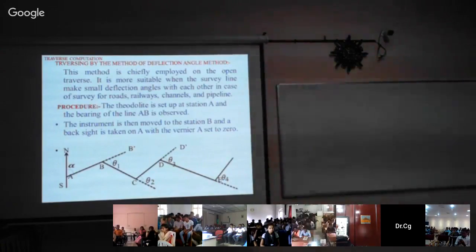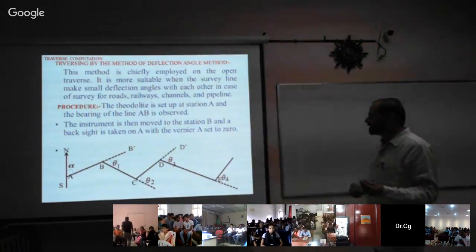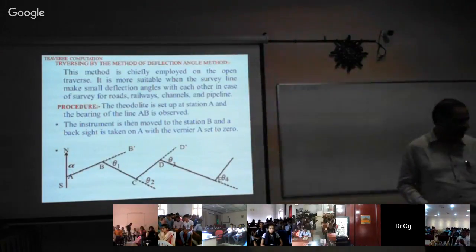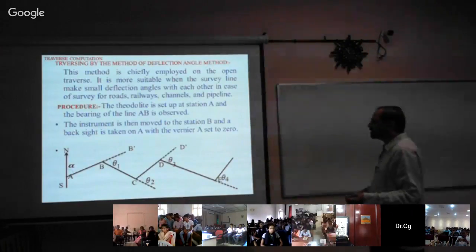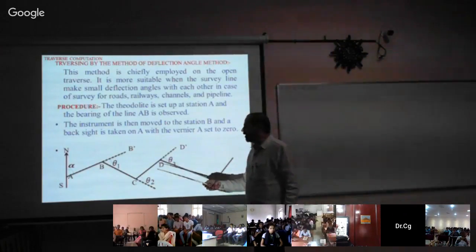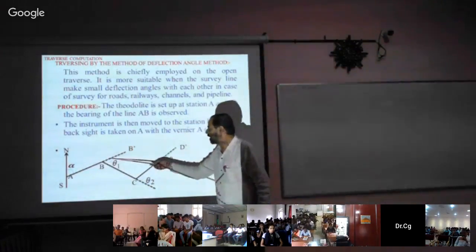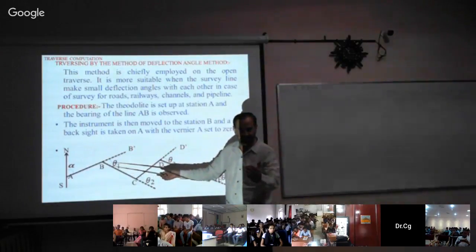Now here the technique we should understand, that is, the deflection angles are measured either rightward or leftward. Now therefore, let it be very clear. Now this is the progressive survey line. From here to here, this is the progressive survey line. At point B, we are changing the path direction.